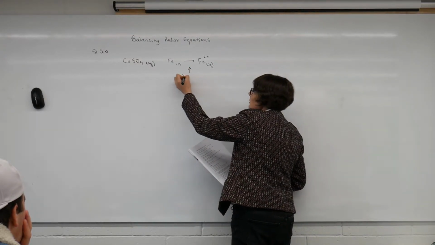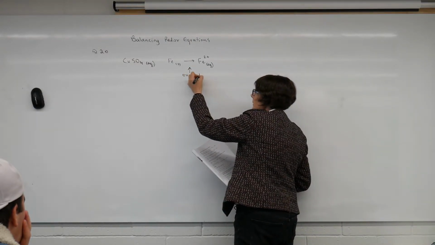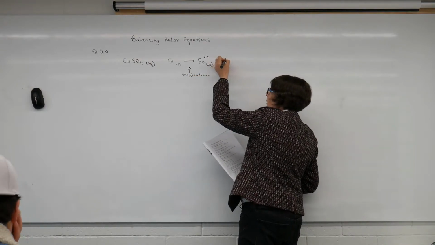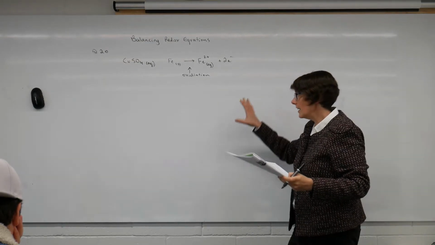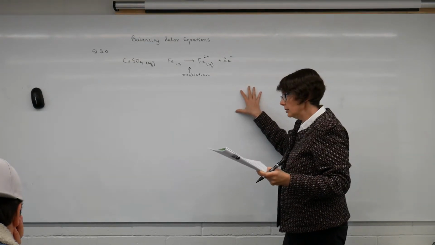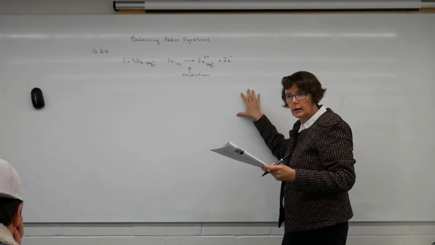So this is an oxidation half, and we know then that we would balance it with 2 electrons. So that's my oxidation half equation. What's the other reaction?